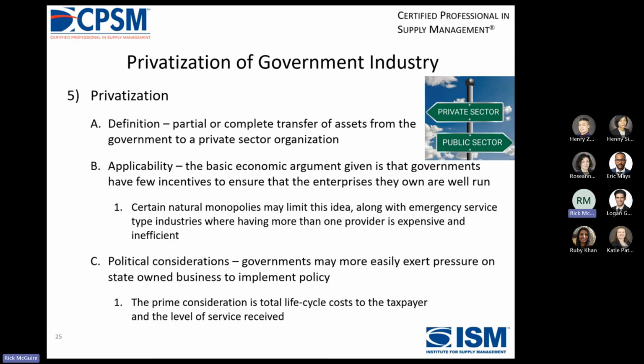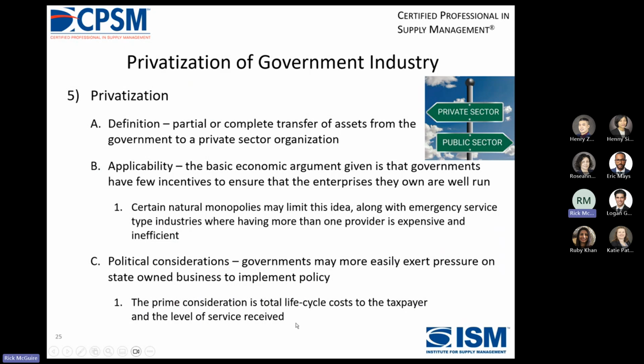Privatization of government industry. So partial or complete transfer of assets from the government to the private sector. So they're selling off government industries to the private sector. The basic economic argument given is that governments have few incentives to ensure that the enterprises they own are well run or make money. The government doesn't care. Certain natural monopolies may limit the idea. So in the US, we have certain natural monopolies like power that are not run by the government, but they're regulated by the government closely. Oftentimes, though, if they're privatizing a government industry in another country like Russia, all they're doing is giving it to their corrupt buddies.